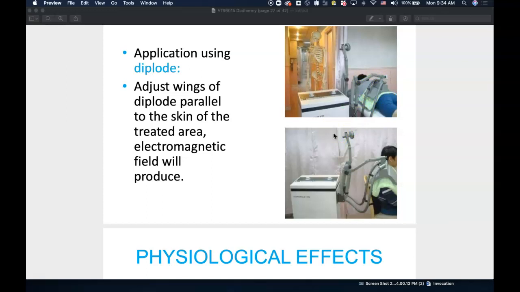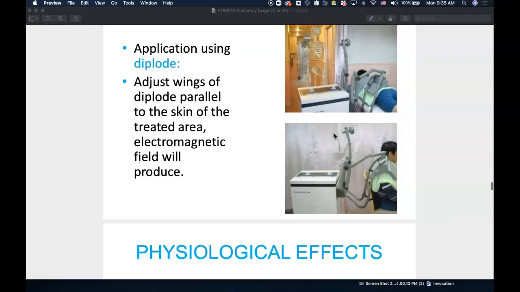These are the two most common. There certainly are other treatment applications within the field of diathermy, but these are probably the two most common types of treatments that you'll be setting your patients up on, particularly if you're going into the field of physical therapy.